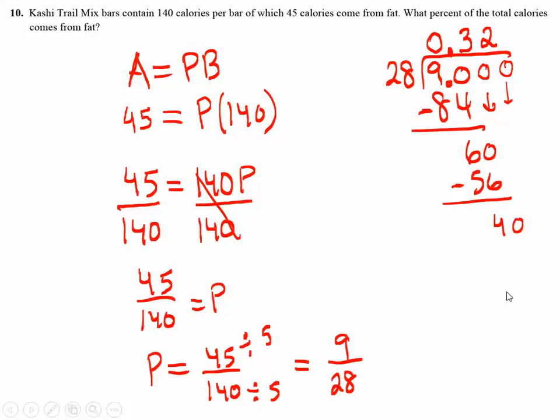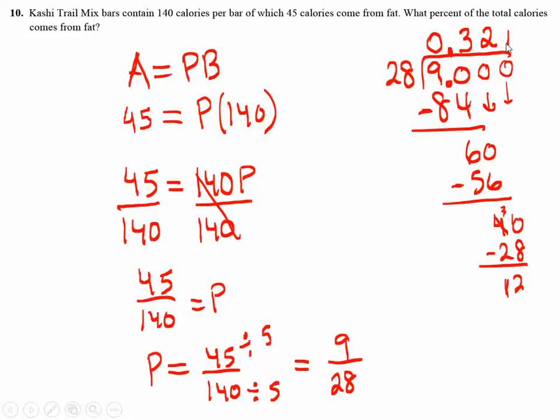Bring down the 0 here. How many times does 28 go into 40? Just once, because 20 times 2 would be 40, but 28 is too big. So 1, that's going to be 28, with 12 left over. At this point we can stop, because remember when we move this decimal point, 1, 2, we're going to know what it is.